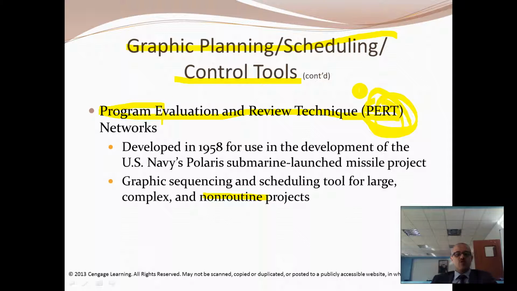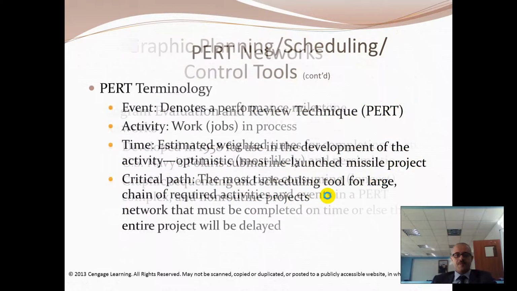Have you heard of Pert Network before? No. Pert Network was developed in the year 1958 for the use and development of the U.S. Navy, for the Polaris submarine launched missile project. And it's a graphical sequencing and scheduling tool for large, complex and non-routine projects. So let's see how it works.